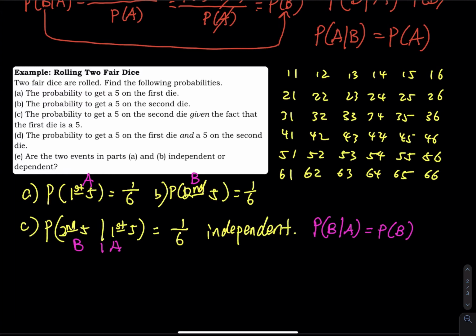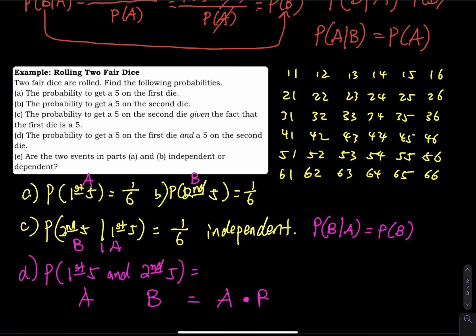So they are independent, then D, the probability to get a 5 on the first die and a 5 on the second die. So the probability that the first one is a 5 and the second one is a 5. Two events are independent. How do you find the A and B? That equals the probability of A times the probability of B, right? When they are independent. Okay, so the first die is a 5, that is 1/6, and then times 1/6, so that equals 1 out of 36.